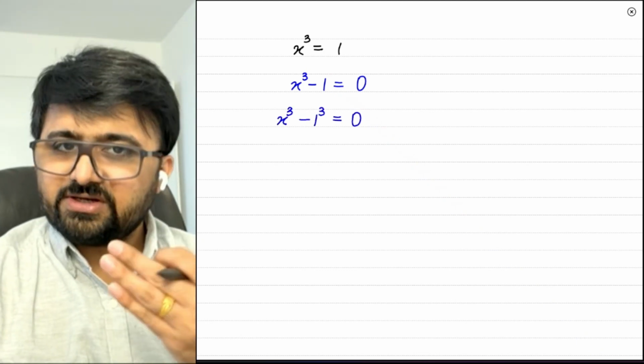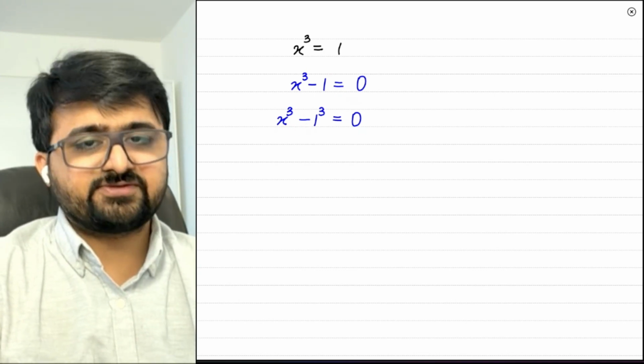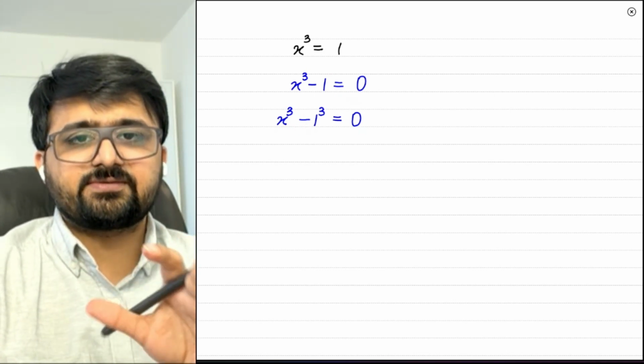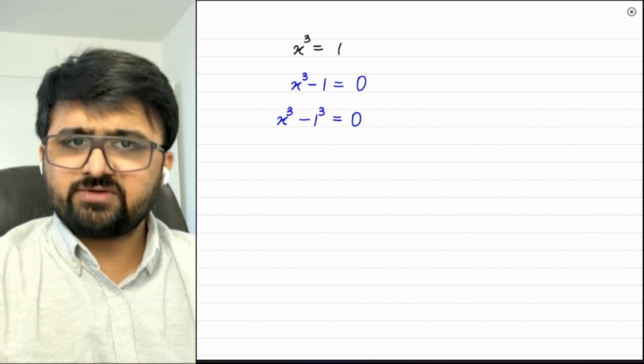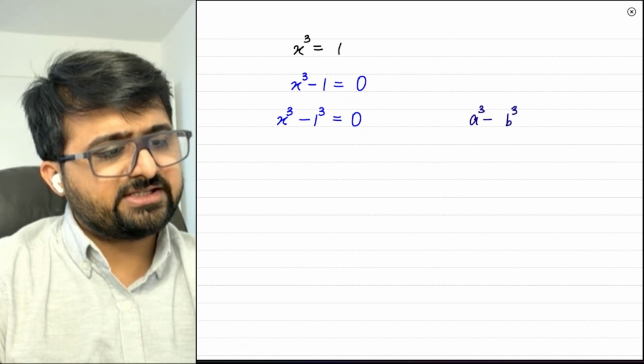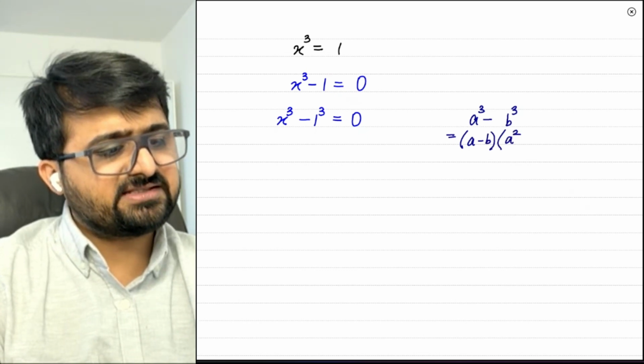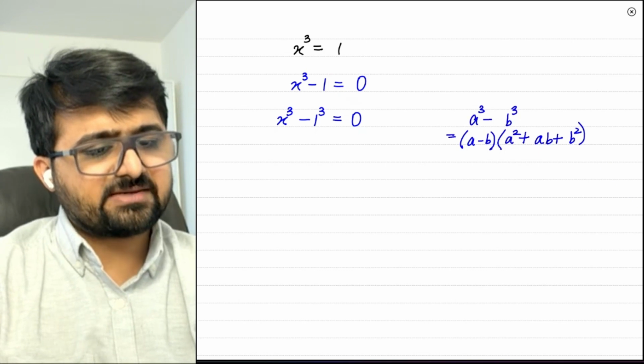Do we know any formula via which we can factor this x cube minus 1 cube? Just like we have for x square minus 1 square is x minus 1 and x plus 1. Do we have anything? Yes, we do. We know a cube minus b cube is a minus b times a square plus ab plus b square. We know this, so we can just apply that formula here.